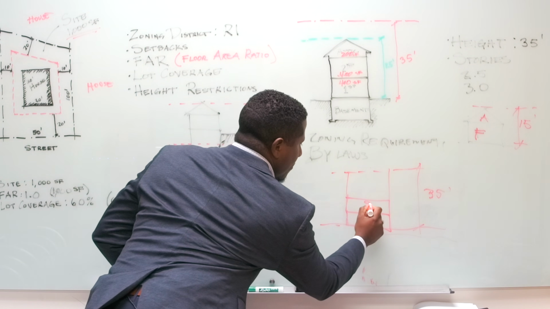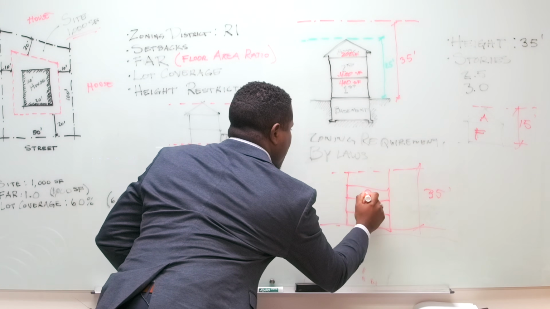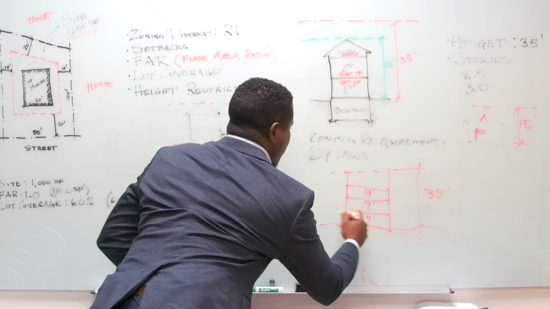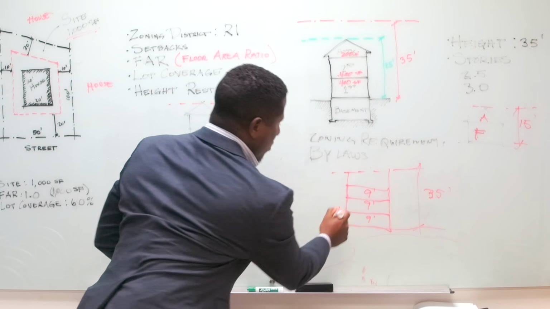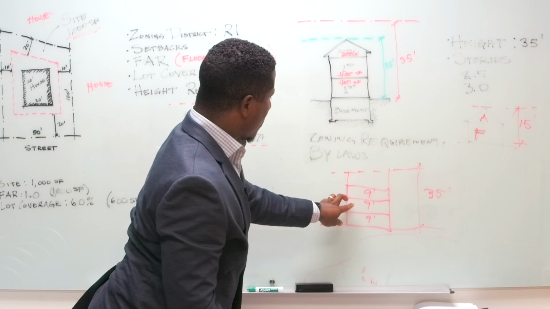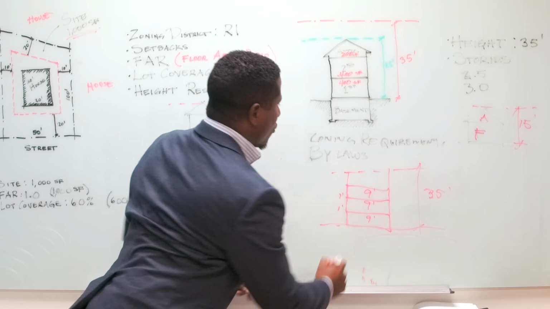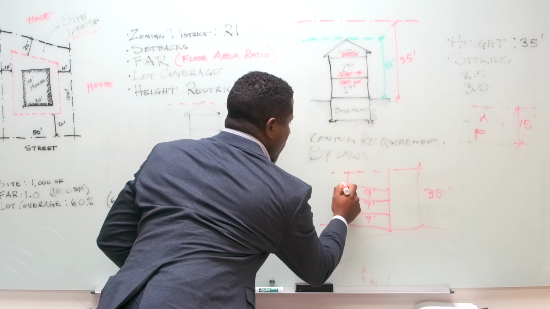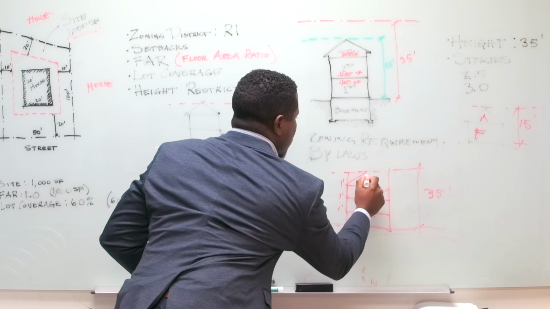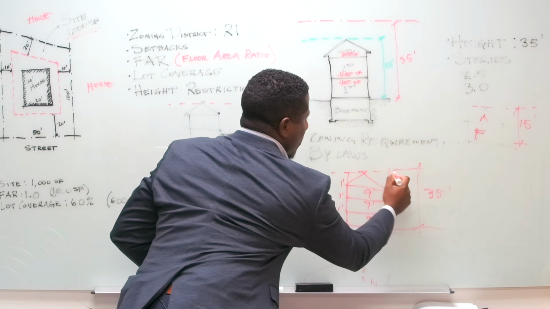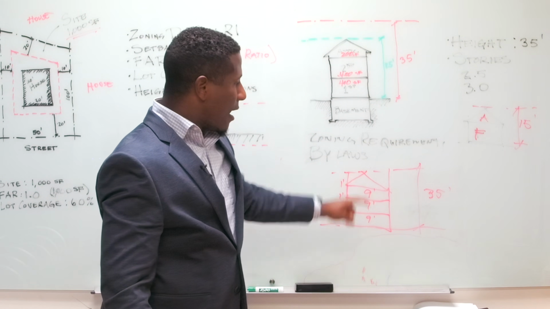So let's say 9 feet, 9 feet, that's 18. So let's say the floor assembly is a foot. So you will be 10 feet, 10 feet, 20 feet, 30 feet. And then let's say you decide to go with a gable roof for the remaining to give you that 35 feet. So in other words, you have 1, 2, 3.5 stories.